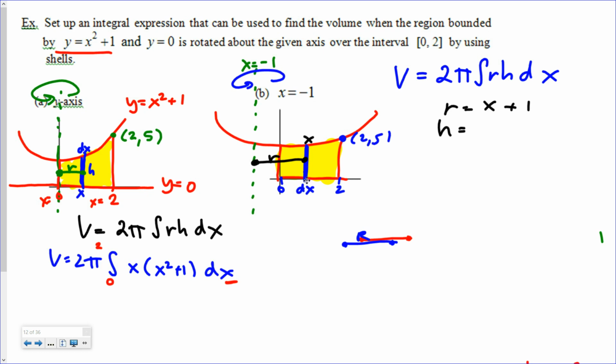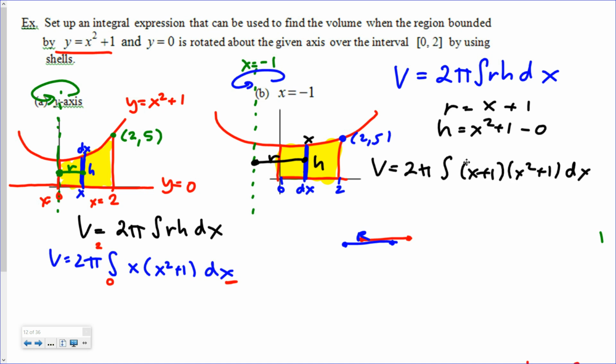Your h is going to be the height of this thing. So let me label h here. Okay, pull your h out. What's your h? x squared plus 1 minus 0, right? It's just y minus y, same thing. You've already done that before. So the top y is x squared plus 1. The bottom y is 0. So this formula will be 2 pi times the integral of x plus 1 times x squared plus 1 dx.